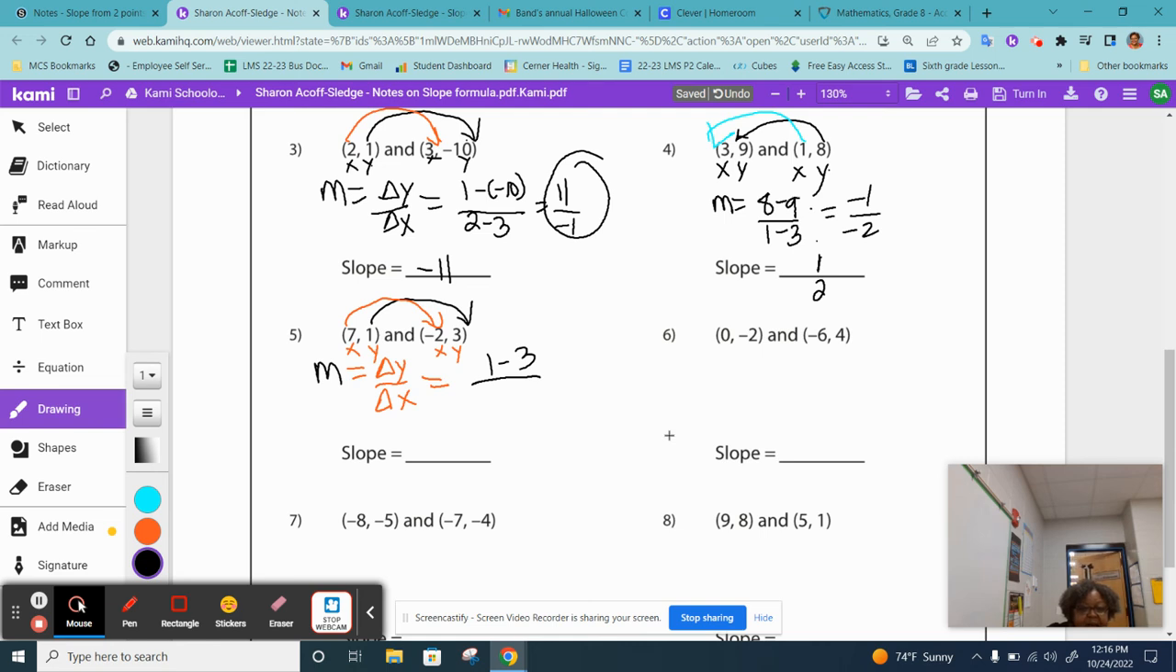And then your denominator should be the change in x. And we went that way, so I have to go this way. 7 minus a negative 2, which is 7 plus 2. 1 minus 3 is a negative 2. 7 plus 2 is 9. So this slope is negative 2 over 9.